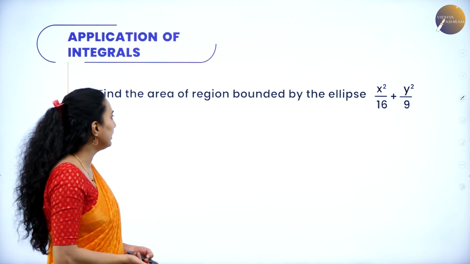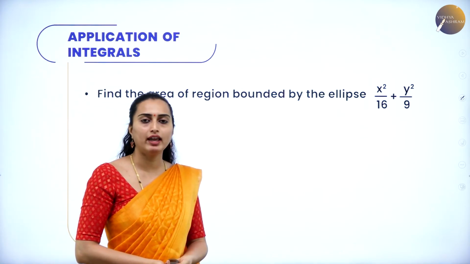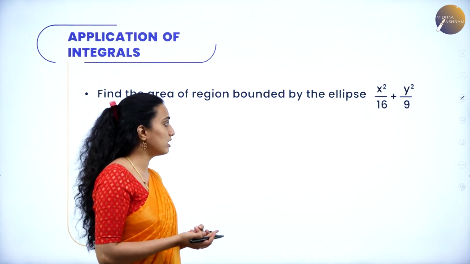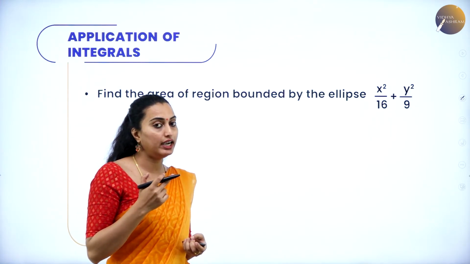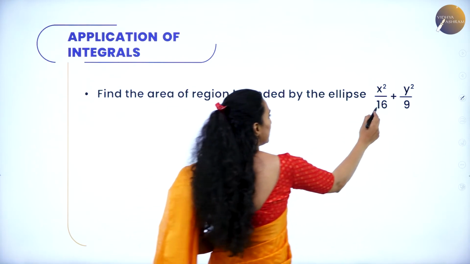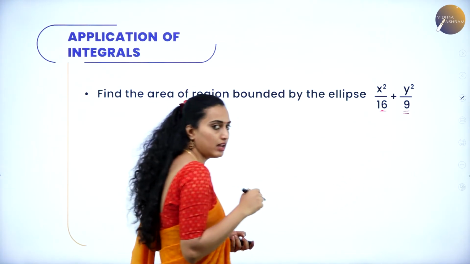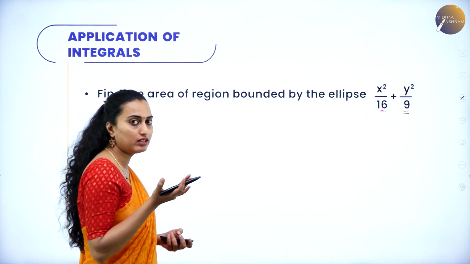What they've asked: find the area of the region bounded by the ellipse x squared by 16 plus y squared by 9. So here x coordinate is greater than y coordinates here. See, 16 is greater than 9, which is A is greater than B.